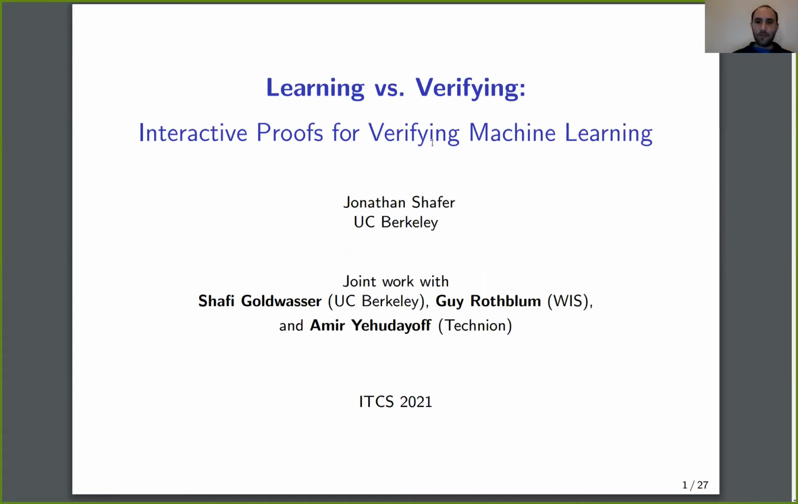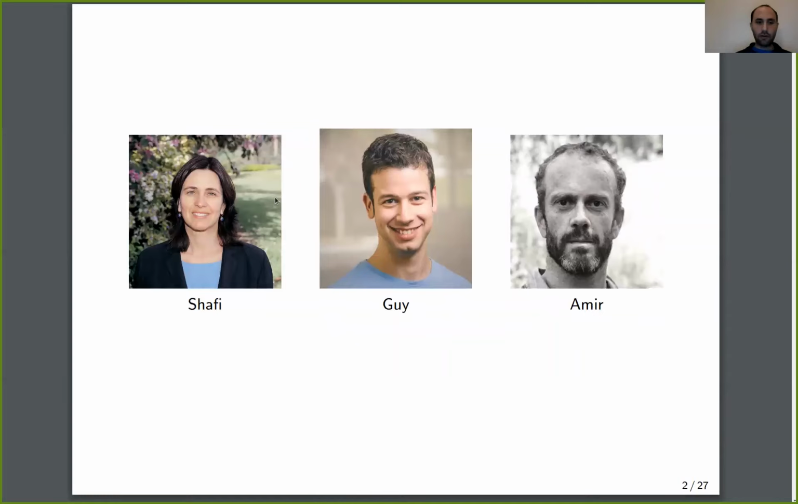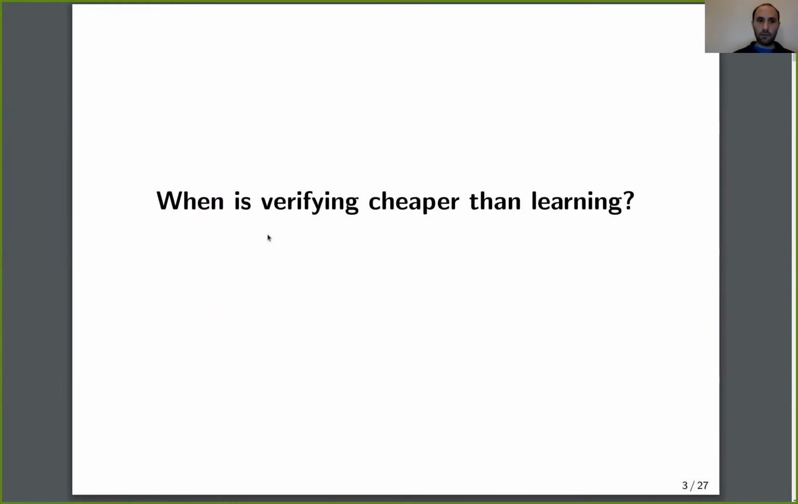Hi, I'm Jonathan, and I'm going to be talking about the paper Interactive Proofs for Verifying Machine Learning. This is joint work with Shafi Goldwasser, Guy Rothblum, and Amir Yehudayoff. And the question we considered was, when is verifying cheaper than learning?